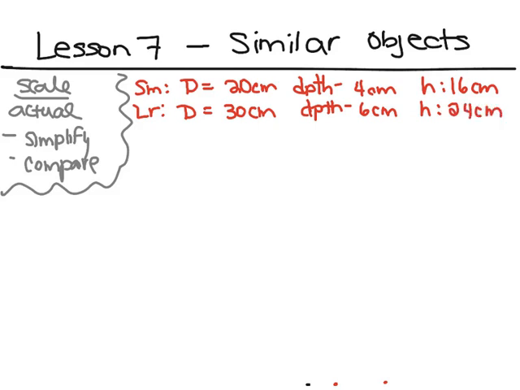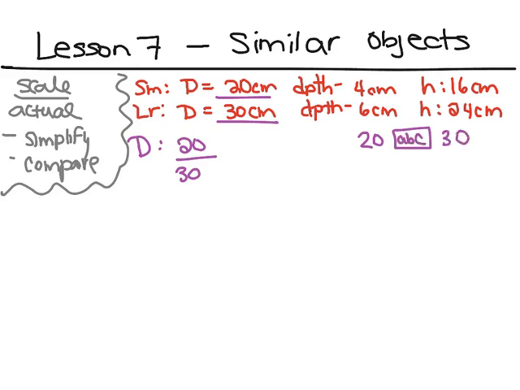So we know all the sizes, so we're going to find the ratio and compare between the three. First we're going to do the diameter. The scale will be the smaller one, so 20 over 30. Now we're going to simplify. To simplify using the calculator, you type in 20 ABC 30, and it should come up with the answer 2R3, which is the same as 2 over 3.